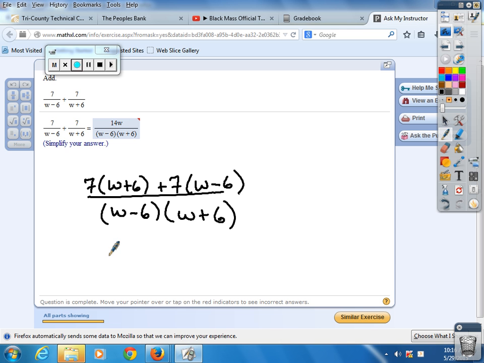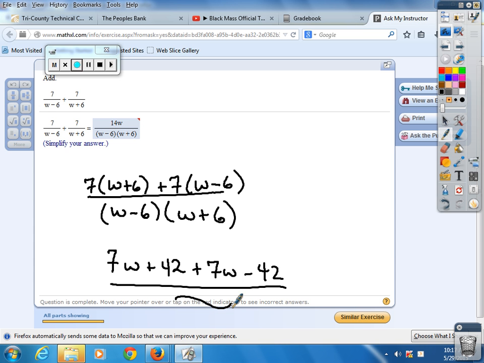And that would be 7W plus 42 plus 7W minus 42 over the common denominator. And what happened to the 42s? And you're left with 14 whatever over the common denominator, 14W over the common denominator.